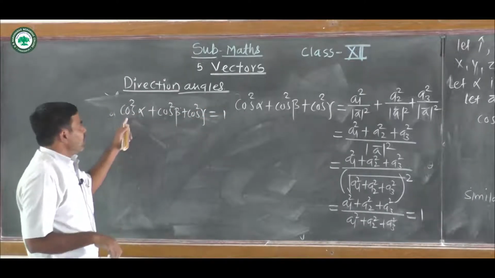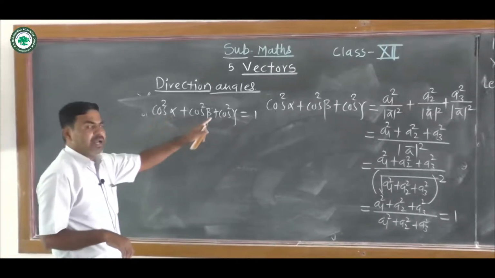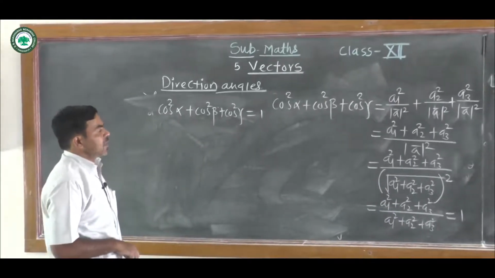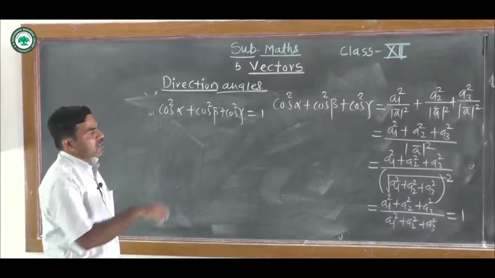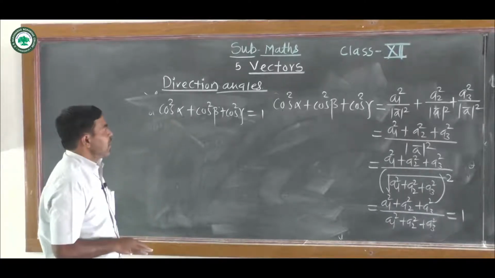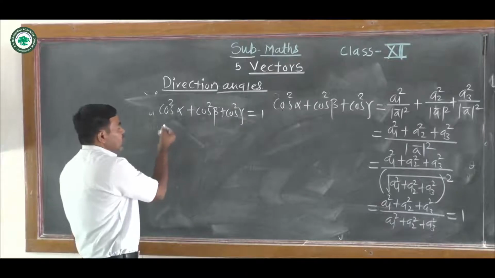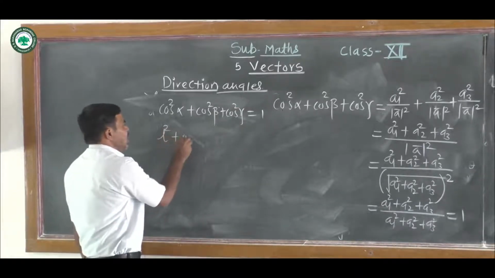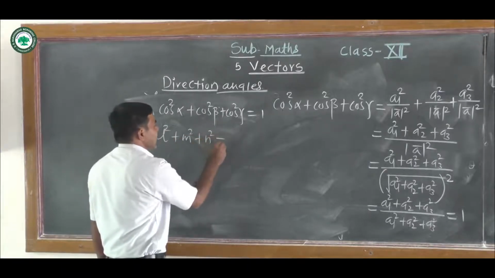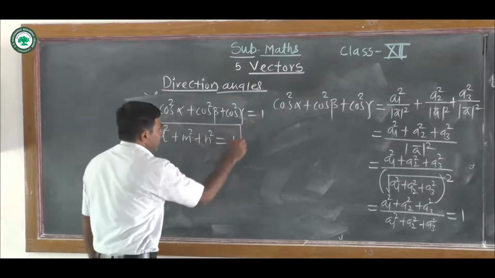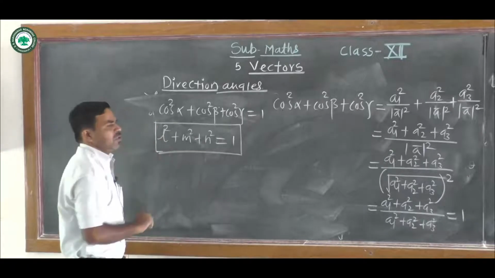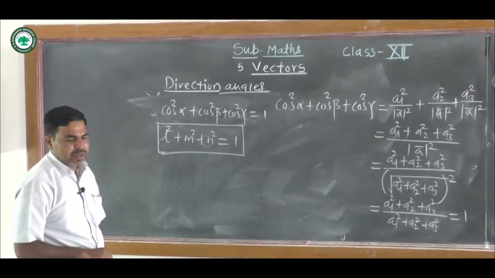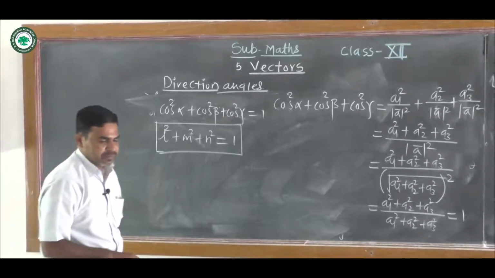What are these cos alpha, cos beta and cos gamma? These are the direction cosines of a non-zero vector a bar. So therefore direction cosines are denoted by l, m, n. So this is l square plus m square plus n square is equal to 1. And this is one of the relations between direction cosines: l square plus m square plus n square is equal to 1.